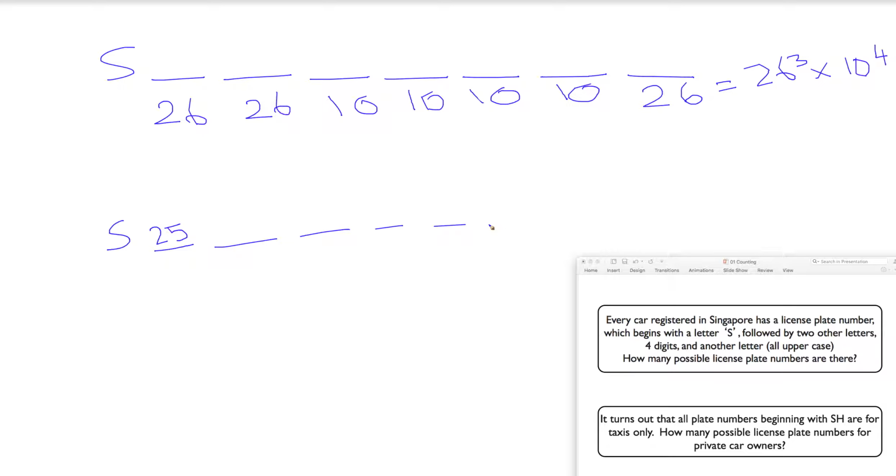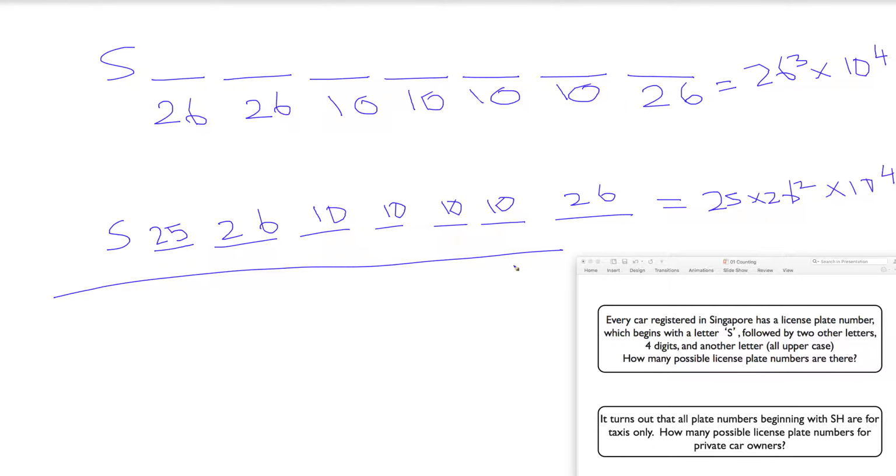For the other slots, we follow the same logic as before. This one has 26 choices because it's again a letter. The next one is a digit, and in fact the next 4 are digits, and finally there is another letter. So in total, we are going to have 25 times 26 squared times 10 to the power of 4. This is the number of license plate numbers for the private car owners. So this is one way of doing it.